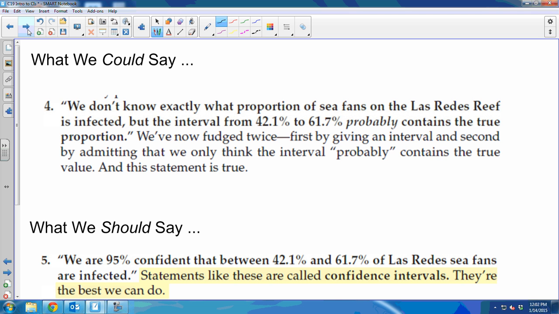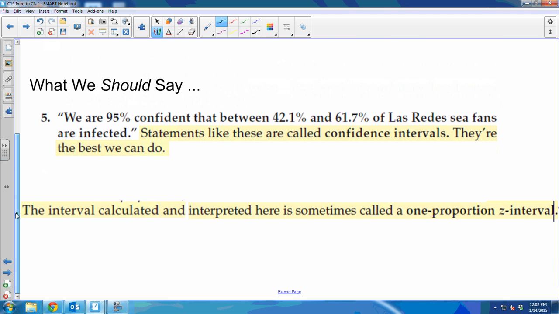Okay? So here's what you should say. We are 95% confident that between 42.1% and 61.7% of sea fans are infected. That's what a confidence interval is. We have a level of confidence. That's always important in your statement. And we have an interval. So it's not a super long statement. But there are a lot of things that you can say that are wrong. So you've got to be careful that you don't stray from what I'm telling you.